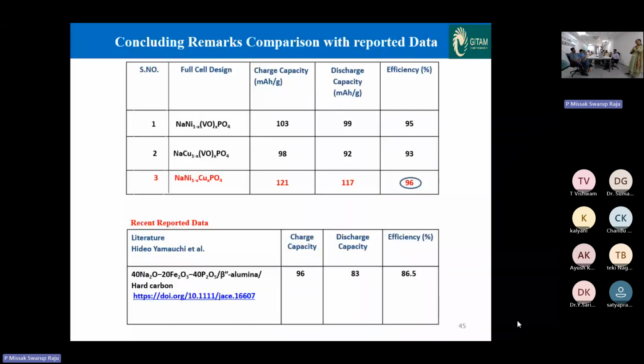So it's the full cell data. What is the final reported data? Full cell design one is nickel vanadium phosphate. Charge capacity is 103, discharge capacity is 99. The efficiency reaches up to 95%.